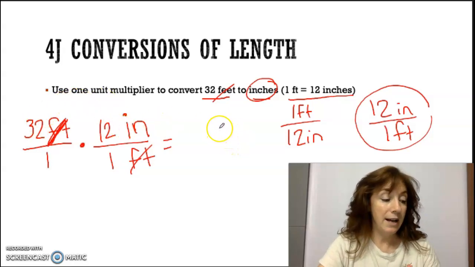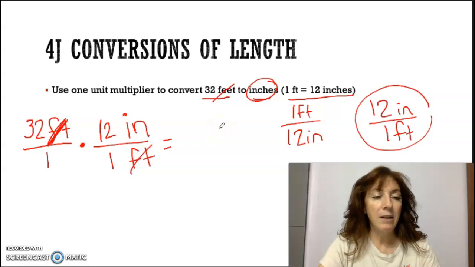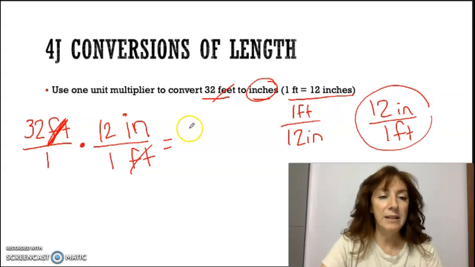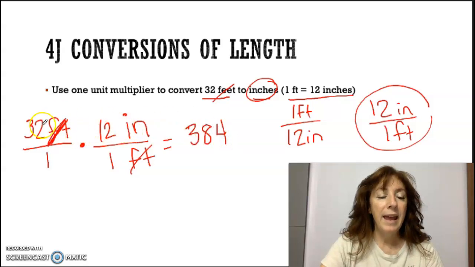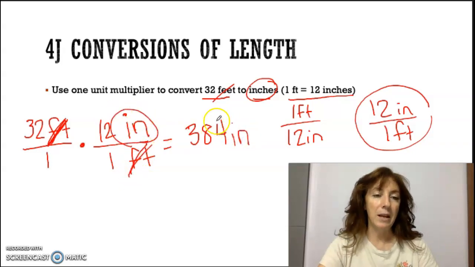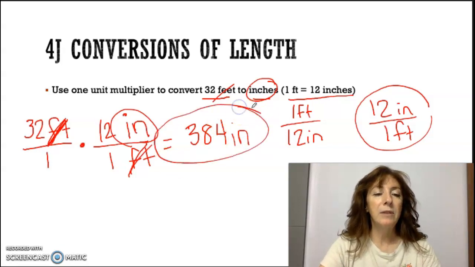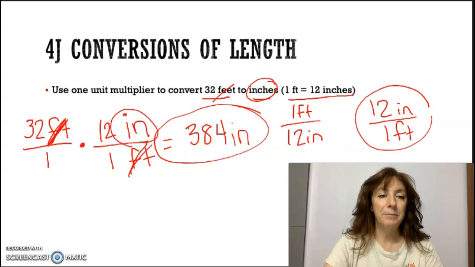I don't divide 32 divided by 12. So on my calculator, 32 times 12 is 384. And feet are disappearing, and inches is the unit that I end up with. So my answer is 384 inches. Let's try another one.